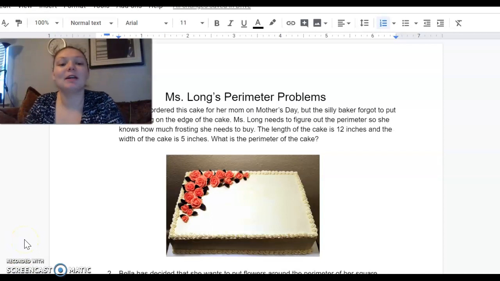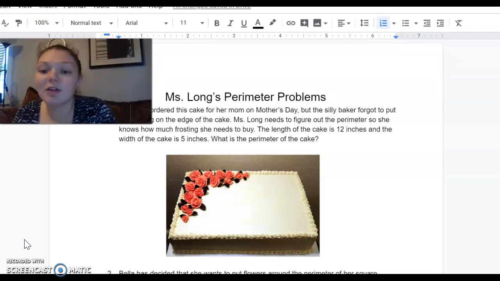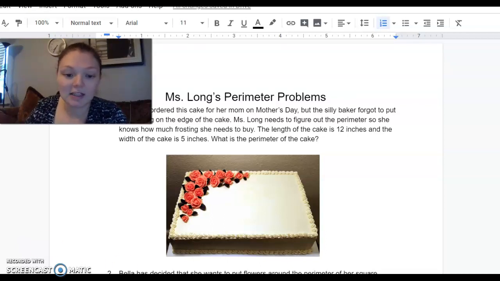All right, so number 1 is: Miss Long ordered this cake for her mom on Mother's Day, but the silly baker forgot to put the frosting on the edge of the cake. Miss Long needs to figure out the perimeter so she knows how much frosting she needs to buy. The length of the cake is 12 inches, so the length is how long it is, and the width of the cake is 5 inches. What is the perimeter of the cake?